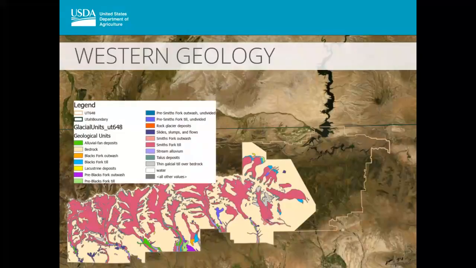And then the geological map for the Western Uintas displays the extent of glaciation in the area. That pink color is made up of Smith's Fork Till. And at its peak, glaciation is thought to have extended 1,000 to 1,500 square miles over this area, with valley glaciers hanging around until about 7,000 years ago.